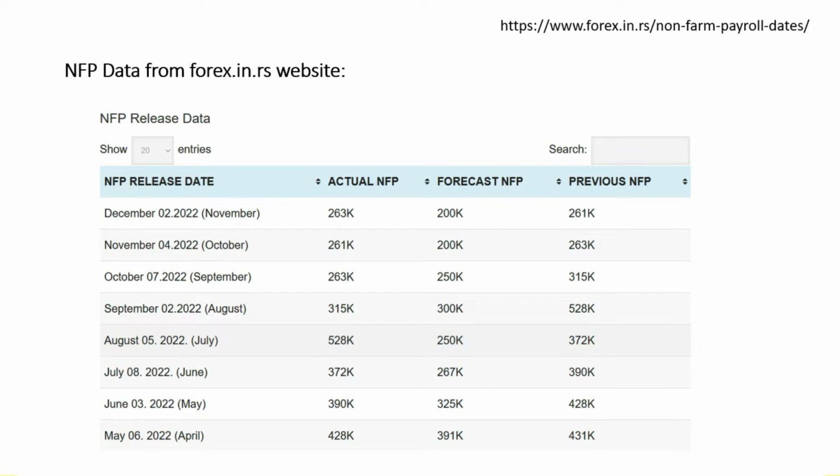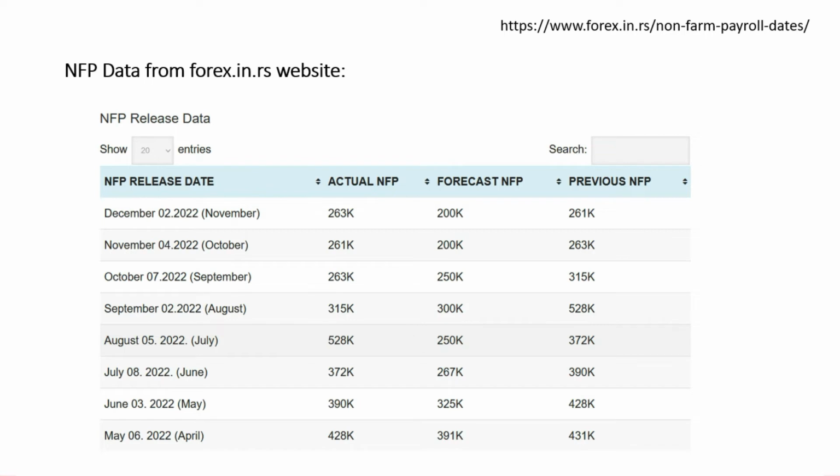And you can see there are three pieces of data: previous NFP, forecast NFP, and actual NFP. Previous NFP is the NFP data for the last month. Forecast NFP is something that experts think it should be, and actual NFP is the NFP data that is released at 8:30 EST every single Friday, the first Friday in the month. So this forecast NFP is something that is not completely true. Of course, experts try to guess.